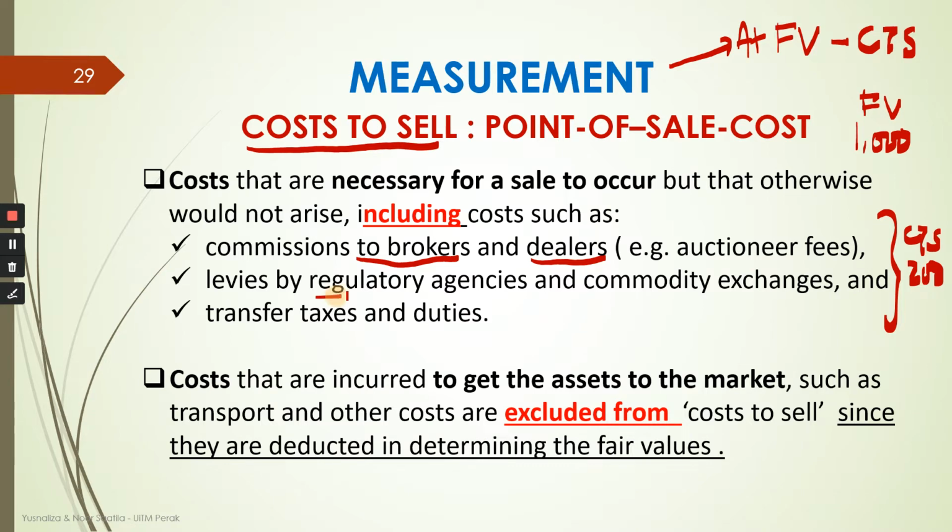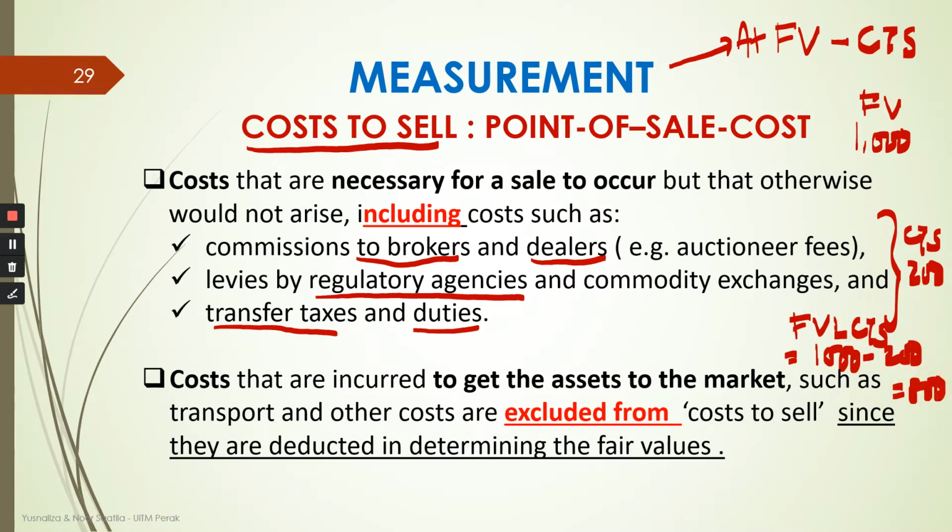So you have the levies by directory or agency, and maybe some tax or duties that you need to pay, and therefore the fair value less cost to sell here becomes 1,000 minus 200. So it is actually 800. However, the costs that are incurred to get the asset to the market, such as transportation costs and other costs, should be excluded from cost to sell, because they have already been deducted to arrive at the fair value.